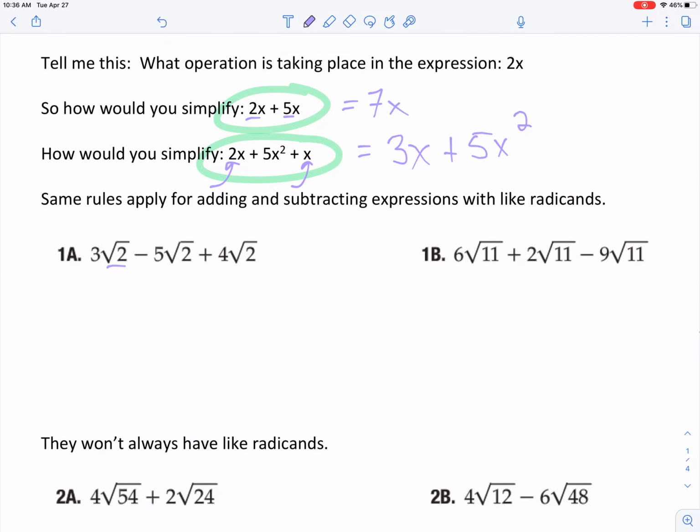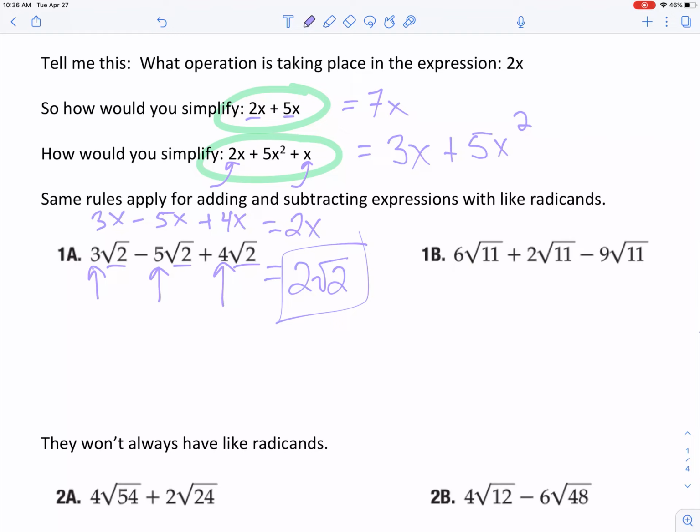So I have a root 2, a root 2, a root 2. Pretend those are x's. If I gave you 3x minus 5x plus 4x, you would say the answer is 3 minus 5 is negative 2. Negative 2 plus 4 is 2x. Exact same thing. 3 minus 5 is negative 2 plus 4 is positive 2. The answer is 2 root 2. That's it.